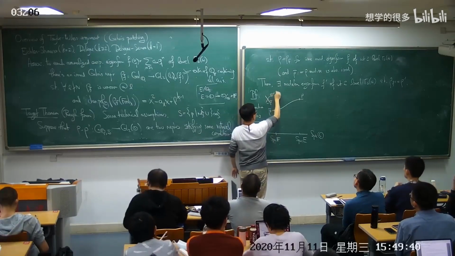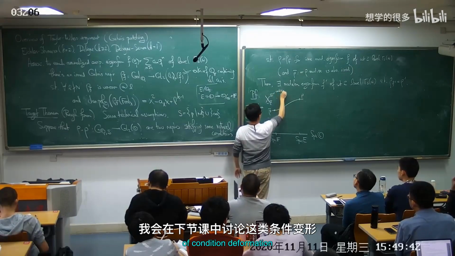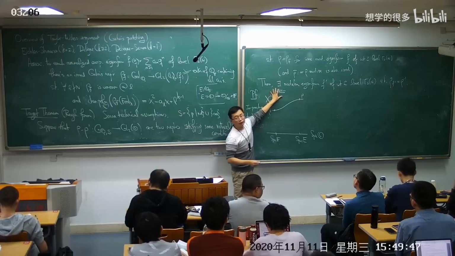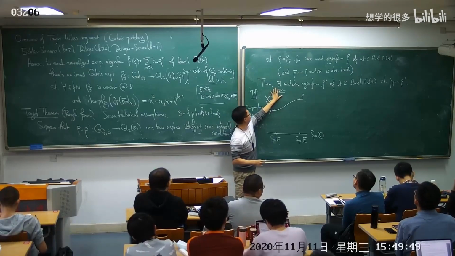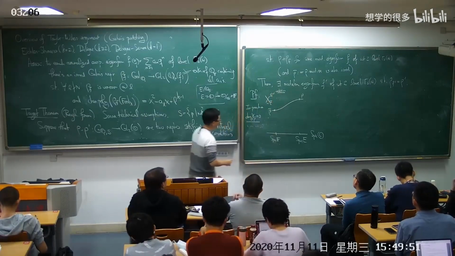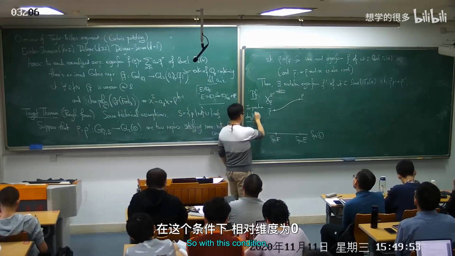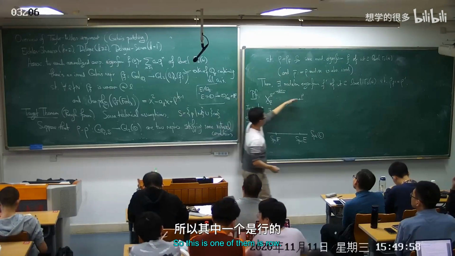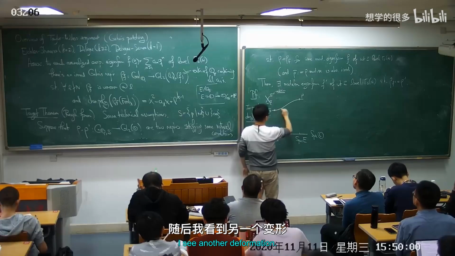There are some conditions. I'll talk about the deformation conditions later on in the next lecture. So for a moment, let's ignore this issue. It doesn't matter too much to our discussion today. So with this condition, this relative dimension is 0. One of them is rho, and in the deformation I see another deformation.